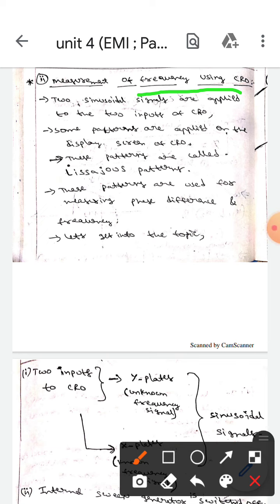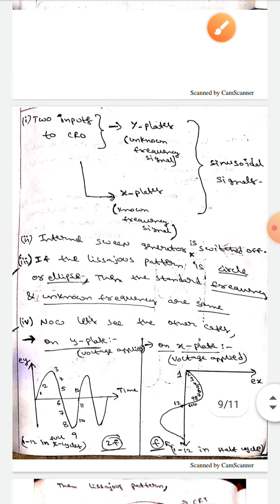We all know that two input signals are applied to the CRO. If those two input signals are sinusoidal, then we will get some patterns on the CRO screen. These patterns are known as Lissajous patterns. These patterns are used for measuring phase difference and frequency. So let's get on topic guys.